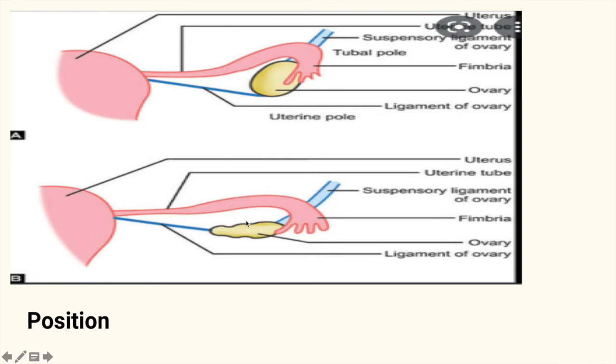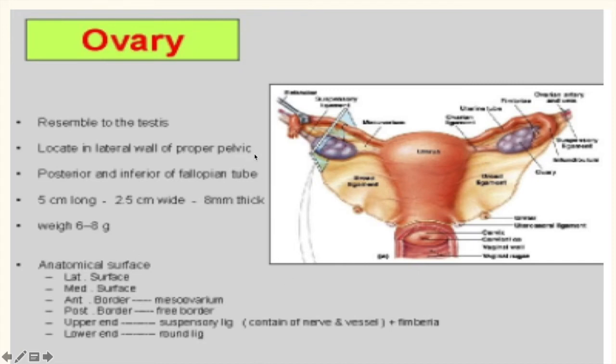So in the case of horizontal axis, you can see the superior surface, inferior surface, anterior border, posterior border, upper pole and lower pole. You can observe in this slide, these are the ovaries. They resemble a testis only, and they are located in the lateral pelvic wall in the ovarian fossa, and they are related to the inferior and posterior to the fallopian tube.